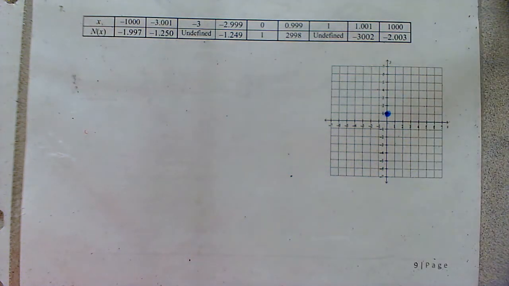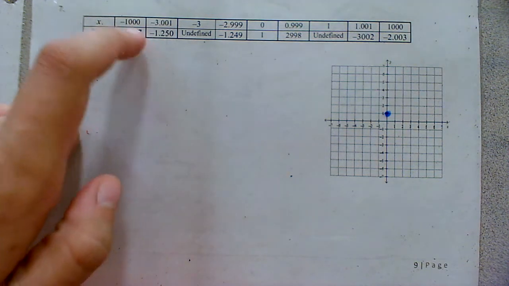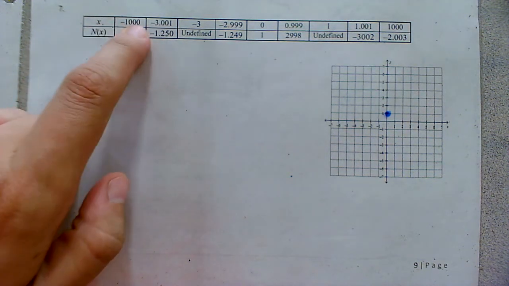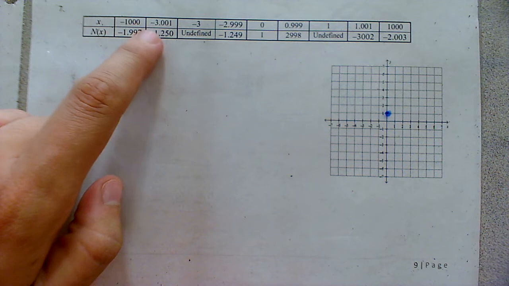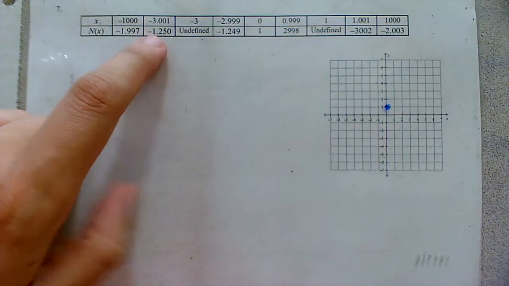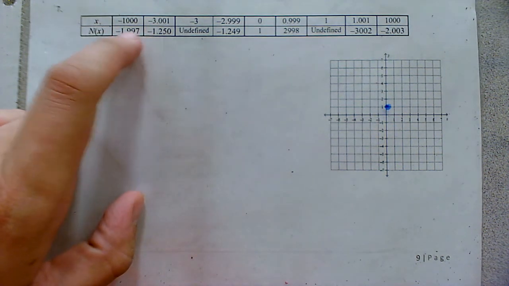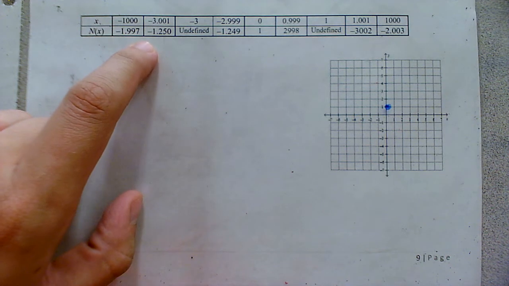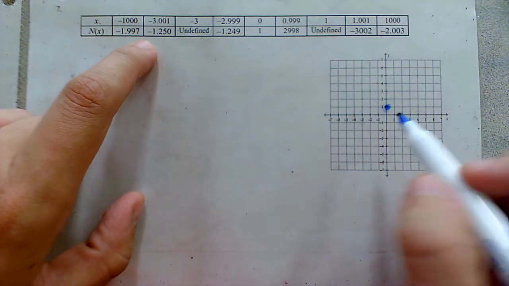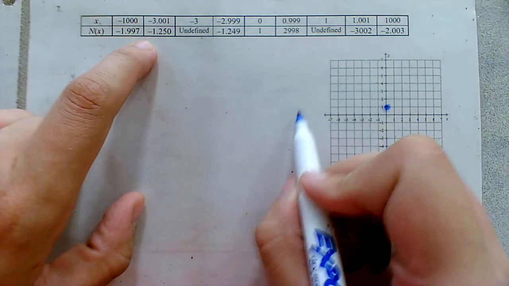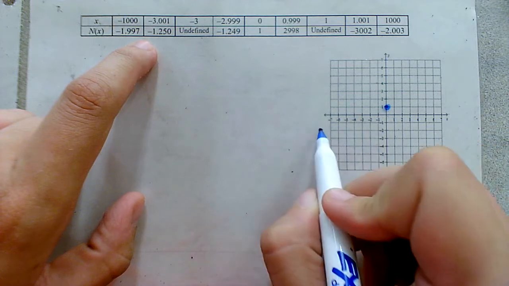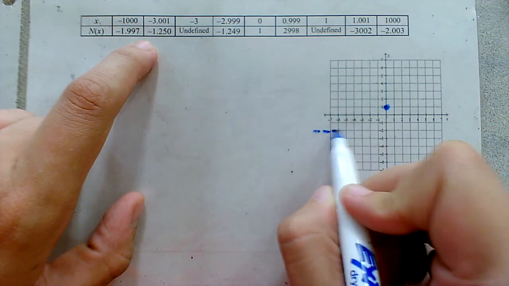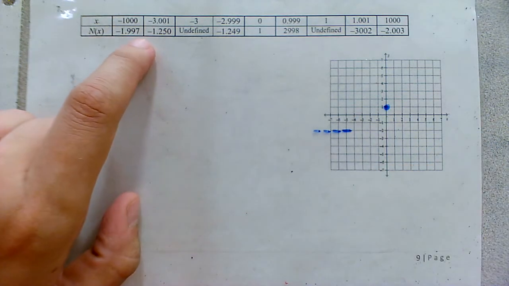And we're going to have to use the table to help us figure out the rest of this graph. So when you look at the left-hand side, notice how the x values are extremely negative. So the further we go to the left, it looks like our y values are getting closer and closer to -2. So there's a little asymptote there that we might have to be aware of. The further we go to the left, the closer we get to -2. So I'm just going to put a horizontal asymptote at that spot.